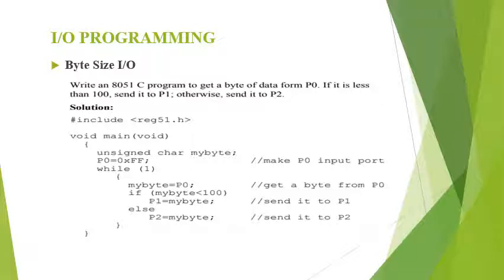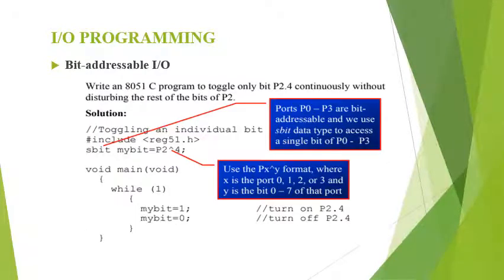So in the program we have the main function written, in that the myByte variable is declared as unsigned char, and then we are assigning a value to port 0, P0, and then in the while loop we are assigning the value of port 0 to myByte and then checking myByte. If it is less than 100, assign the value of myByte to port 1, else assign the value of myByte to port 2. Next we have bit addressable IO programming.